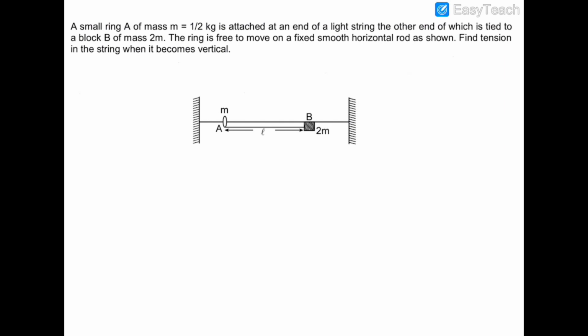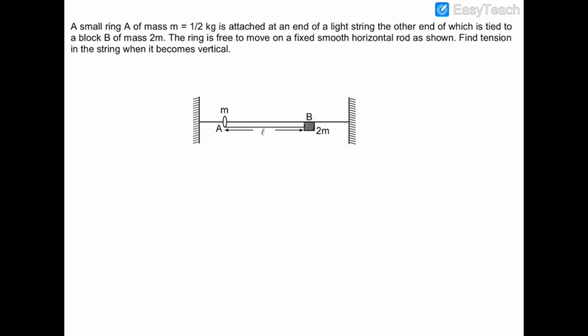In this question there is a small ring of mass m, which is 1 by 2 kg, and this ring is attached with a string of length L, and the other end of this string is attached to a block of mass 2m. Now we set this block free from this position to move, and we have to find out the tension in this string when this block and ring come in a vertical line.